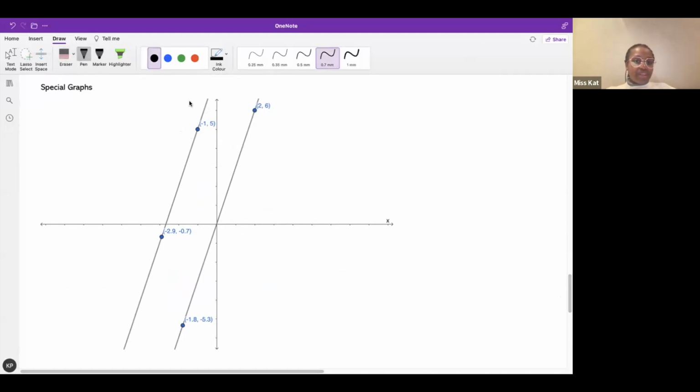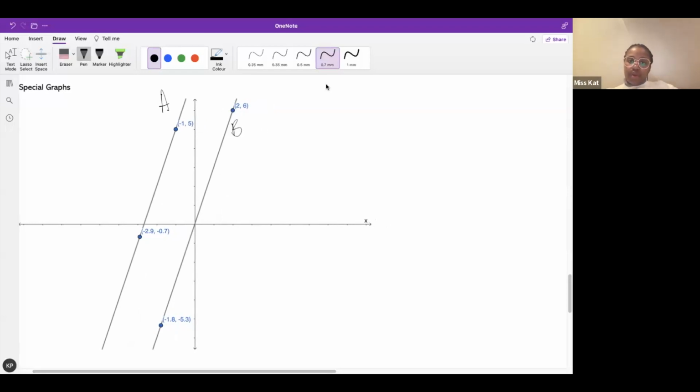Okay, so let's do graph A. We're going to use the formula m equals y1 minus y2, divided by x1 minus x2. y1 is going to be 5 minus (-0.7), divided by -1 minus (-2.9).